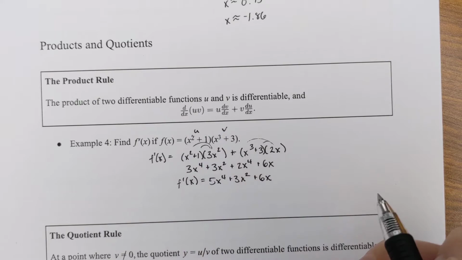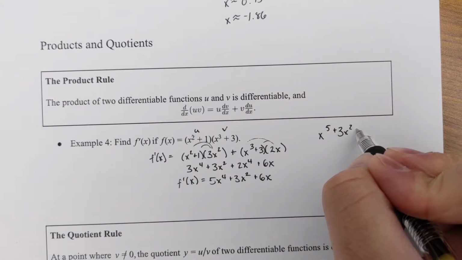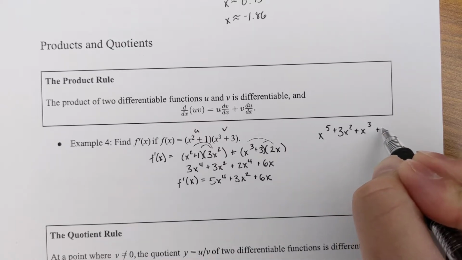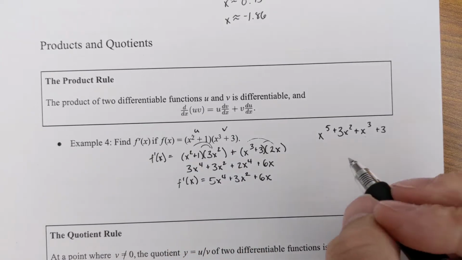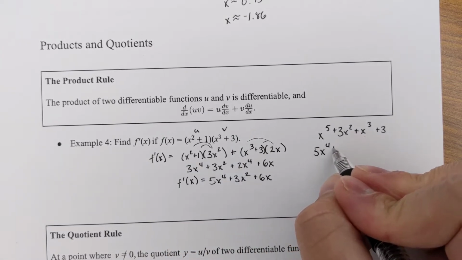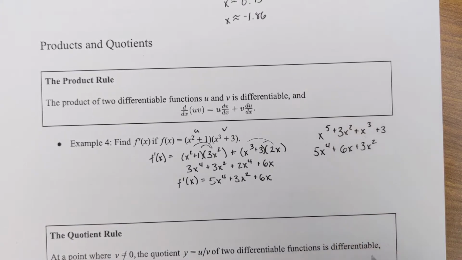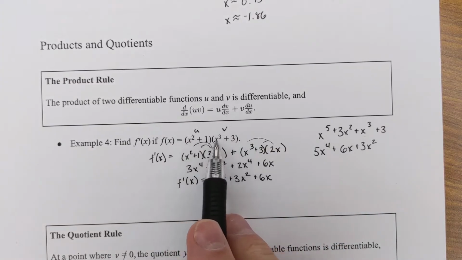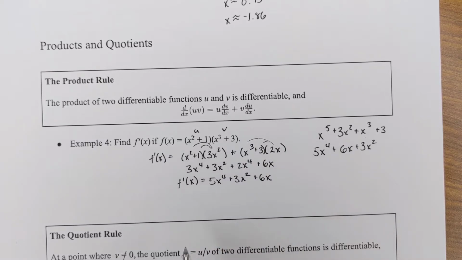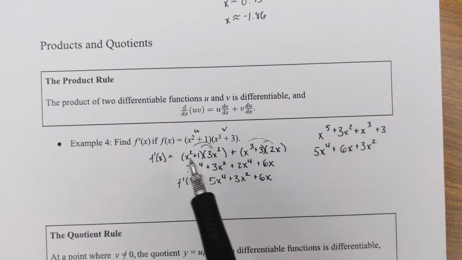Now you could have worked this out the long way. If I did the FOIL up here, I'd get x to the 5th plus 3x squared plus x cubed plus 3. So this string here is the FOIL for that. And if I take the derivative, 5x to the 4th plus 6x plus 3x squared, the 3 disappears because this derivative is 0. So you notice, same thing. So for a 2 by 2, it's not terribly bad just to work the FOIL out and do regular power rules. But if this was like a 4 by a 4 or a 5 by a 5, it's going to take you a long time to FOIL it.